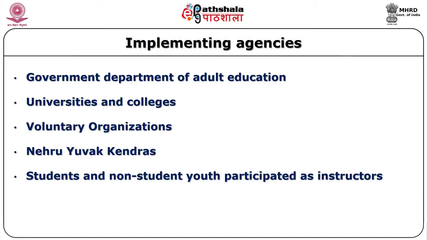It is interesting to know who were the implementing agencies. As stated earlier, this was the first time the adult education program was implemented at the national level. Thus, in each state, separate departments of adult education were established. The responsibility of establishing these departments was taken by the states. In addition to that, universities and colleges were also involved. All the universities also established the Department of Adult and Continuing Education. Through their affiliated and conducted colleges, they implemented this adult education program.